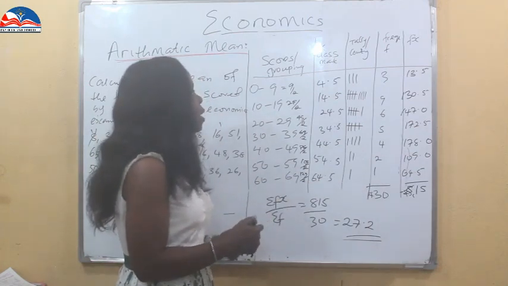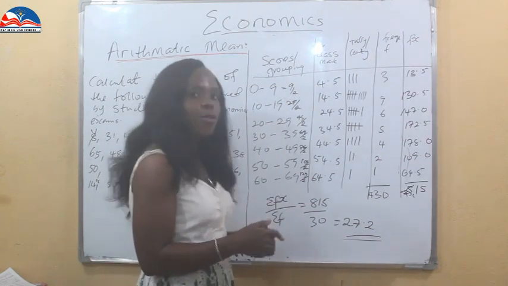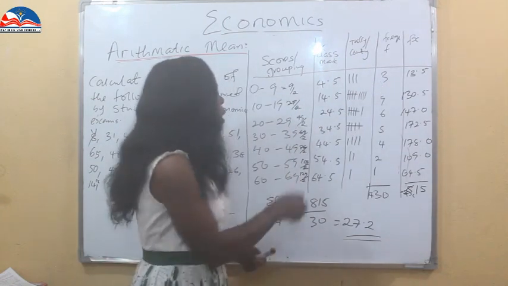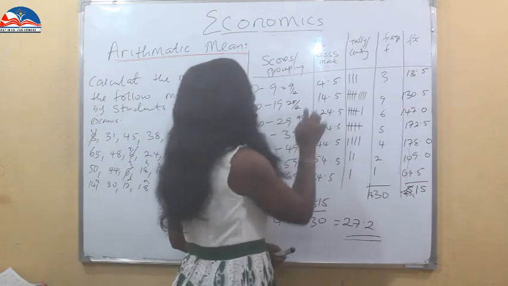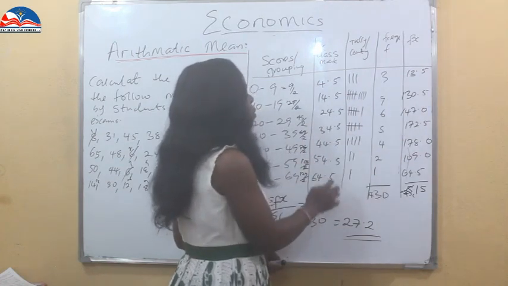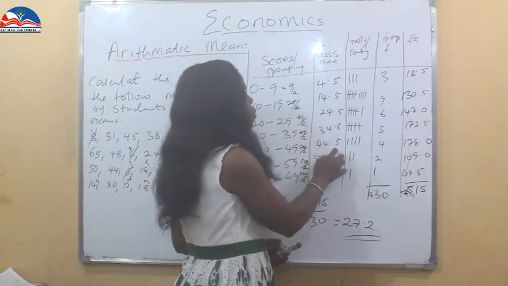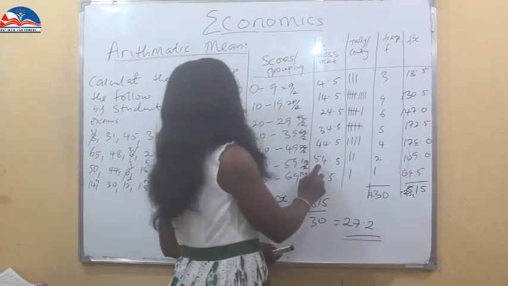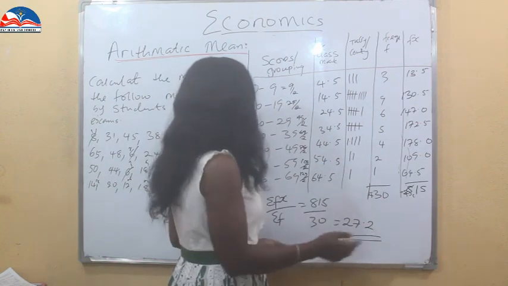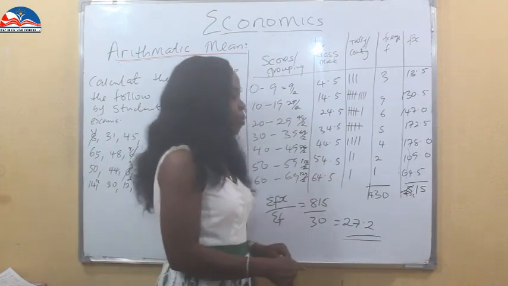How do we get our fx? Now this is our scores, and this is our frequency. Like I told you in the previous class, you will times your mark by your frequency. So we'll take 4.5 times 3 will give us 13.5. 14.5 times 9 will give us 130.5. 24.5 times 6 will give us 147. 34.5 times 5 will give us 172.5. 44.5 times 4 will give us 178. 54.5 times 2 will give us 109.0. 64.5 times 1 will still give us 64.5.